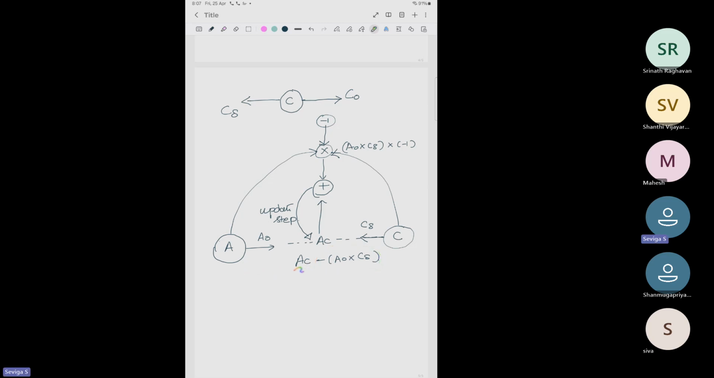How to see this pictorially? So we take the A naught value. So this is A naught into C delta. A naught comes from A, C delta comes from C. Both get multiplied by minus 1 because we have a minus here. And then we need to add it with AC, and then update the current AC value. First it was AC, then it was this value. So we need to update the AC value with this value.